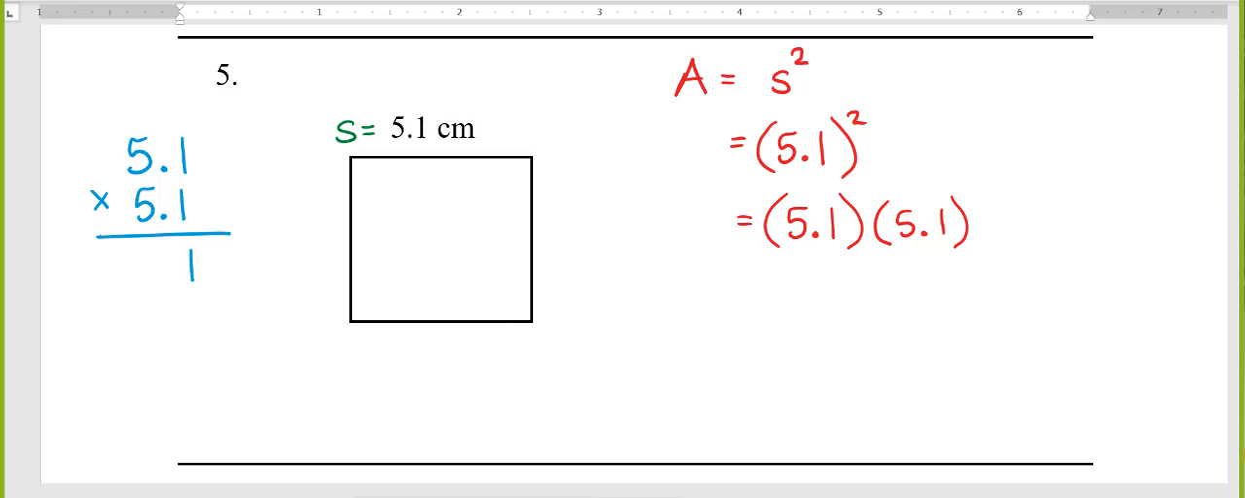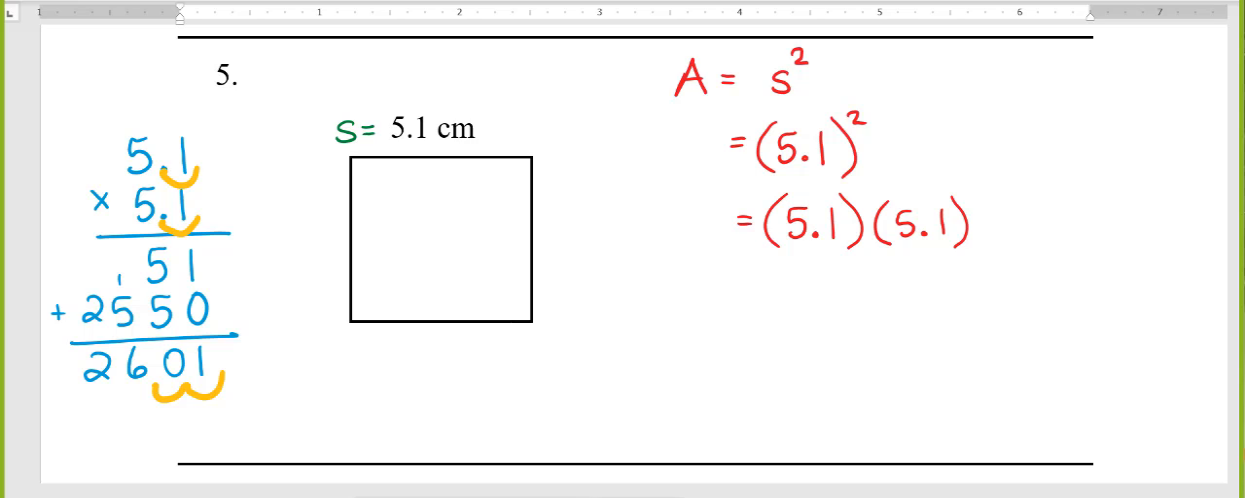1 times 1 is 1. 1 times 5 is 5. I need my placeholder of a 0. Then I do 5 times 1 is 5. 5 times 5 is 25. Now I add. 1 plus 0 is 1. 5 plus 5 is 10, carry my 1. 5 plus 1 is 6, and a 2. I have 2 decimal places, so I need to scoot the decimal over 2 times. My answer will be 26.01. I measured both sides in centimeters, so this is going to be 26.01 centimeters squared.